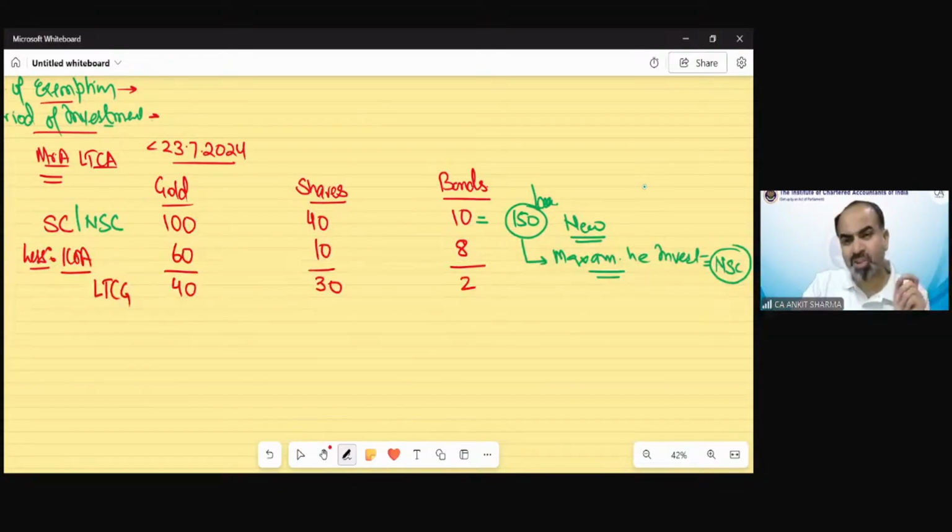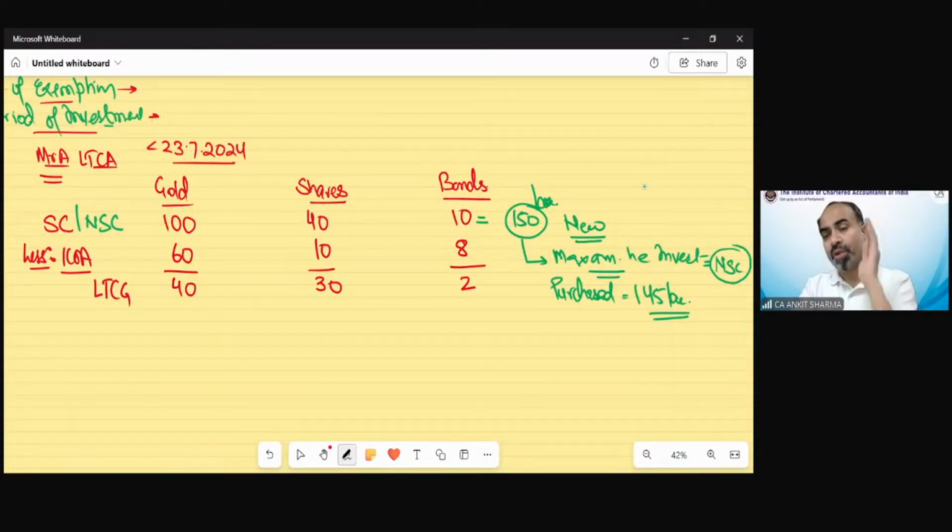Now suppose he purchased a new residential house for 145 lakh. Not the full 150 lakh, he utilized 145 lakh on the new residential house. Now if you see, in this case he transferred a long-term capital asset other than a residential house. So he used the money of gold to purchase this property.